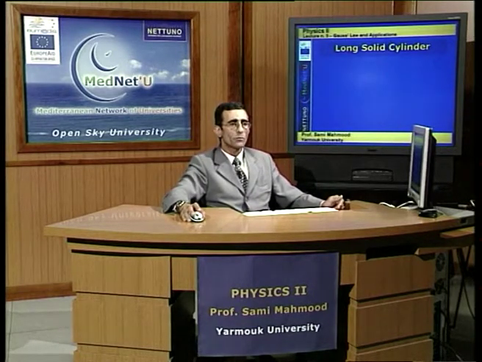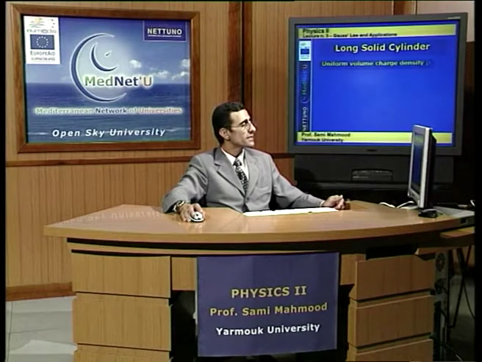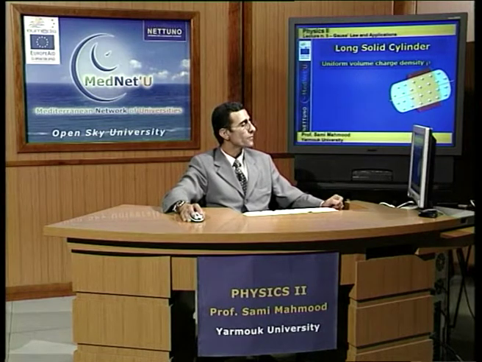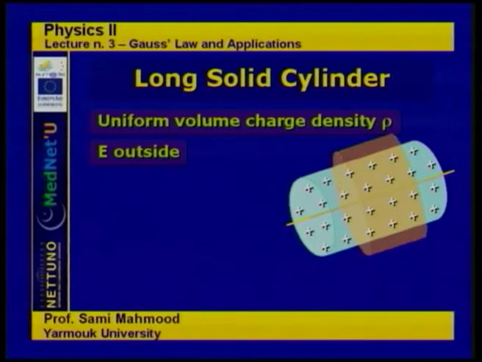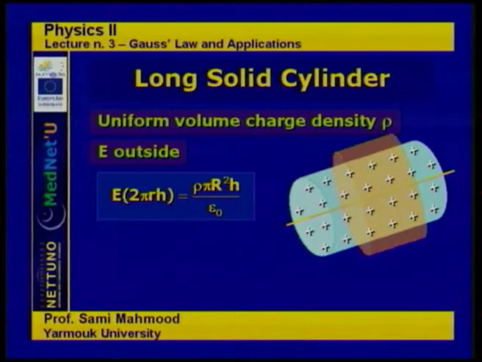And now we look into the third problem, which is the long solid cylinder. In this case, we have a uniform density rho, and we would like to calculate the electric field outside that long cylinder, an infinitely long cylinder. We do the same thing and construct the cylindrical Gaussian surface. The flux through that Gaussian surface, E times 2 pi small r h, is equal to the charge enclosed, which is rho times pi R squared times h, that's the volume of the charge enclosed within the Gaussian surface, divided by epsilon naught. And this gives the electric field as rho times R squared over 2 epsilon naught r.